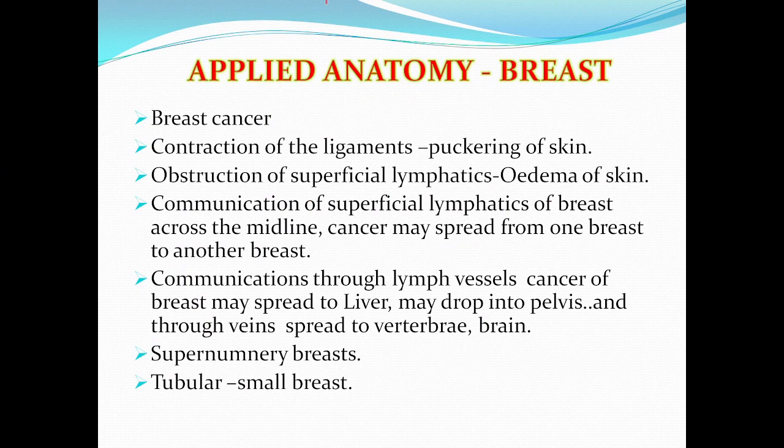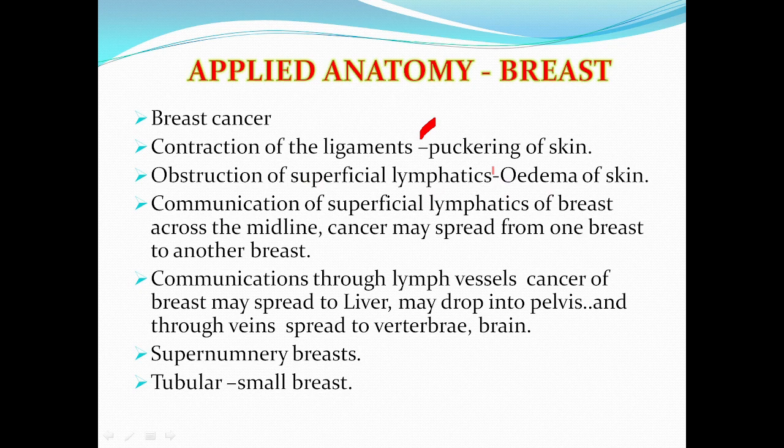So, clinical anatomy part. Generally in all females, the commonest thing is breast cancer. Contraction of ligaments: you know the suspensory ligaments of Cooper are present, which divide the mammary gland into 15 to 20 lobes. If they get contracted, it leads to skin dimpling, called puckering of the skin. If obstruction of the lymphatics occurs, what does it lead to? Enlargement of the gland. Try to observe the right and left mammary glands.